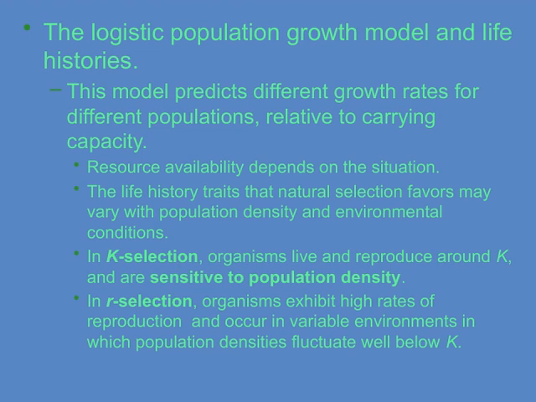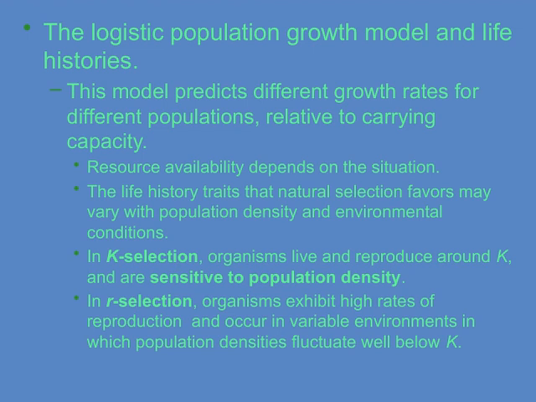Because of this, natural selection may favor different traits, depending on factors like population density and the environment. For example, in K selection, organisms tend to live and reproduce near the carrying capacity. They are quite sensitive to changes in population density, which helps maintain stability.